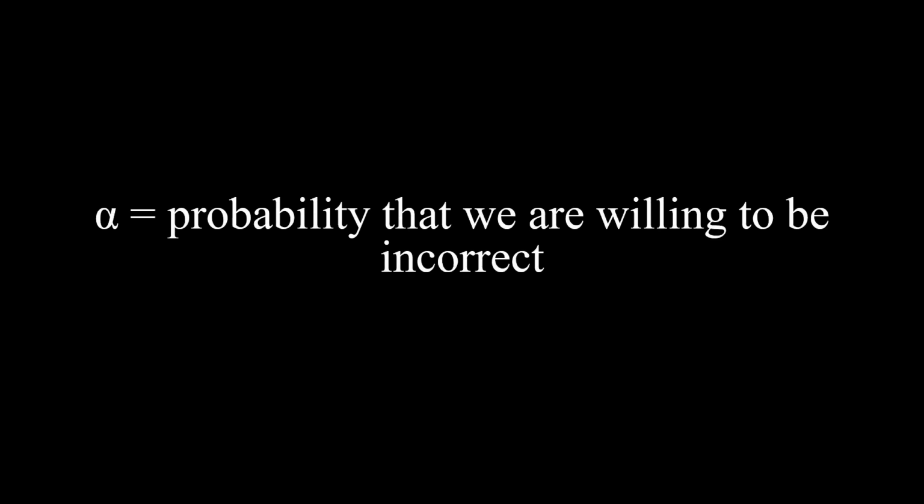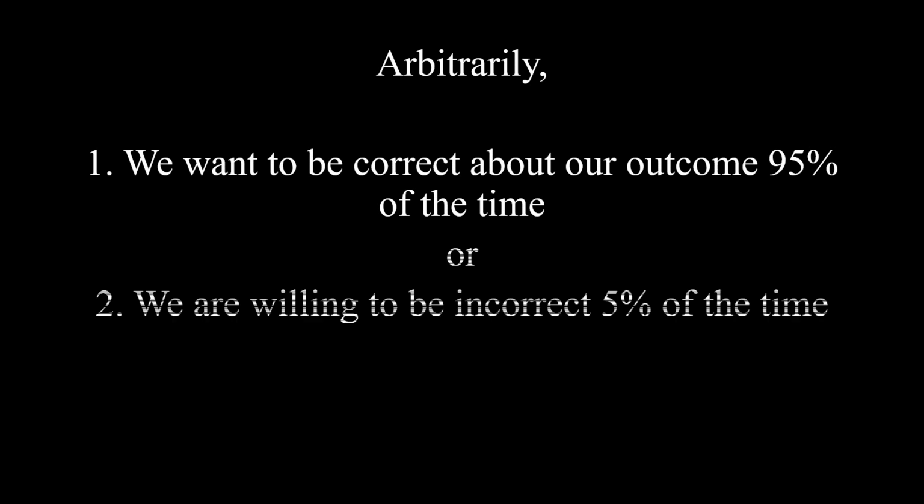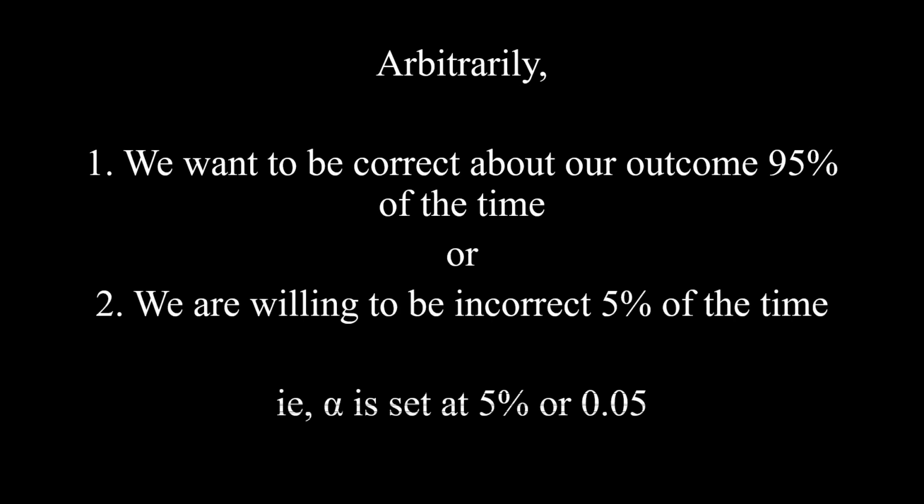The alpha value is this significance level and is the maximum probability that we are willing to be incorrect. This is arbitrarily set at 5% or 0.05. That means we accept a 5% chance that the results obtained are incorrect.